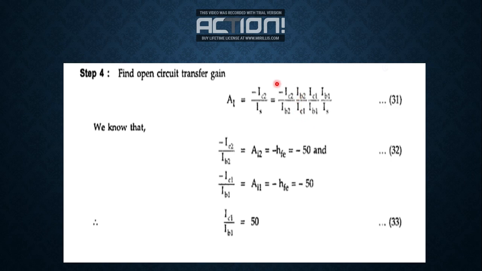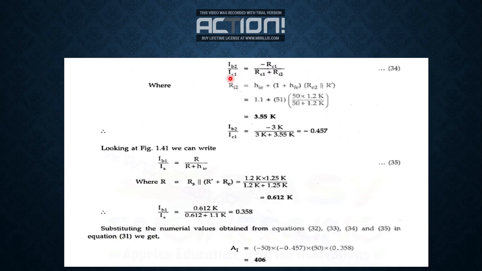For this part, we can take it as AI2, which is nothing but minus HFE, that is the current gain of that transistor, which is equal to minus 50, already given. For IC1 by IB1, we can find that also as minus HFE, which is equal to minus 50. For IB1 and IC1, we can't find directly, but we can use the current divider rule.